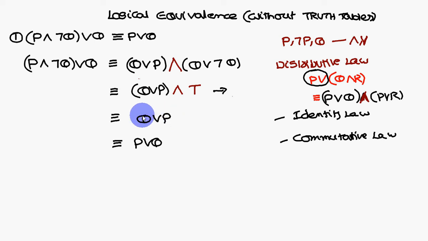Next, using the commutative law you can write P or Q. Whatever laws you are applying, you have to write them here. For this one I have applied the distributive law. Write distributive law, identity law, commutative law, like that.